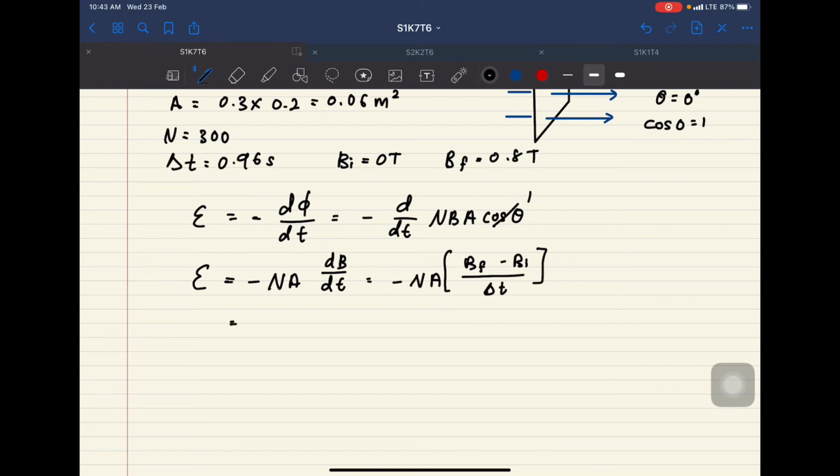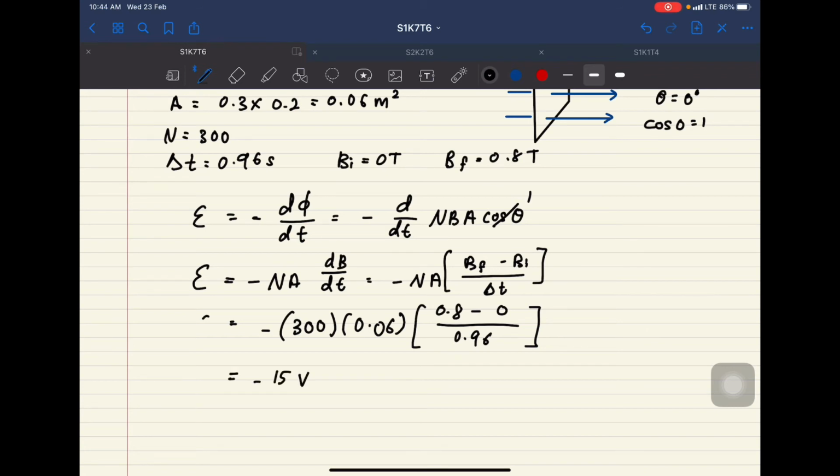So N is equals to 300. Area is 0.06. B final is equals to 0.8. Don't mix up final and initial, or else you get a wrong answer. And then delta T is equals to 0.96. So here I got negative 15. So the negative, you just leave it like that. Okay, don't simply ignore the negative.